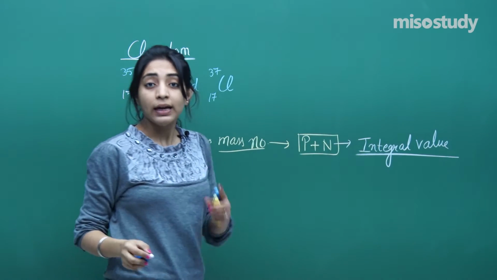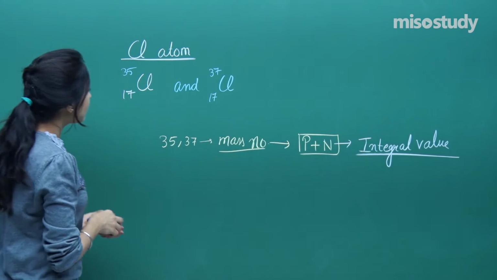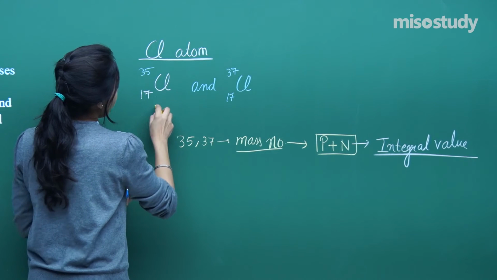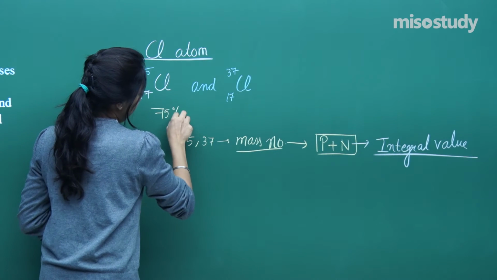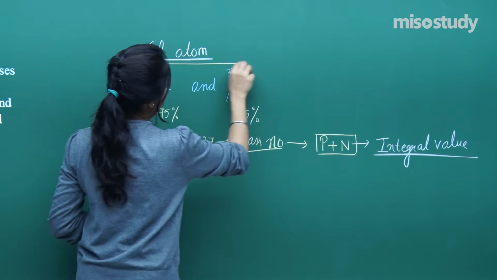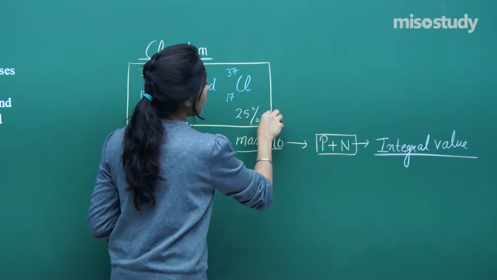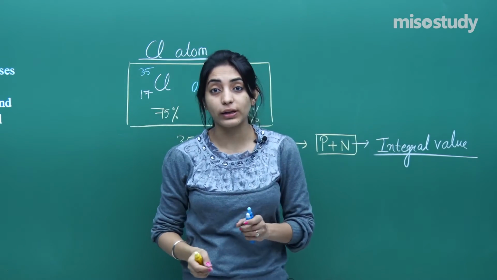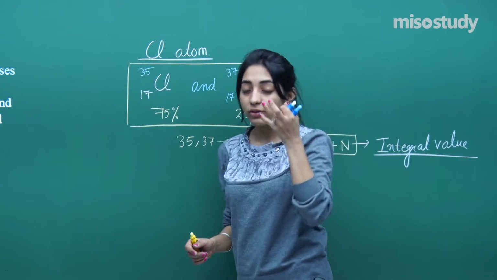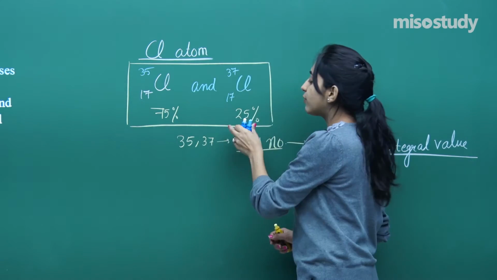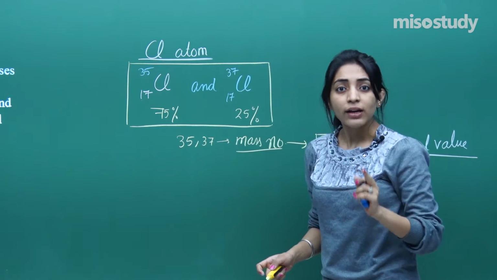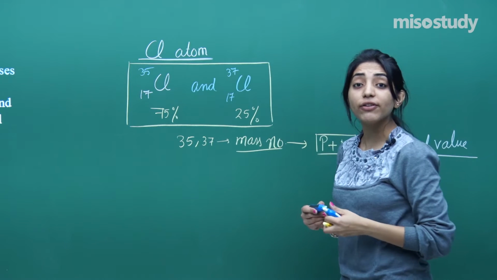Am I right? Now the main problem is that Cl-35, let us say, might be present in 75% and Cl-37 might be present in 25%. Suppose, for example, I have a bucket which has 100 atoms of chlorine, and in that bucket 75 atoms of chlorine will be Cl-35 and the other 25 atoms of chlorine will be Cl-37. Right? You remember how we calculated the average atomic mass?